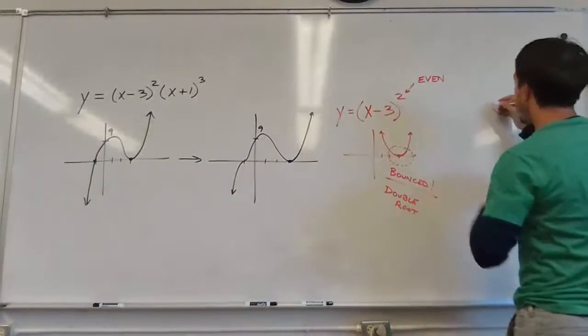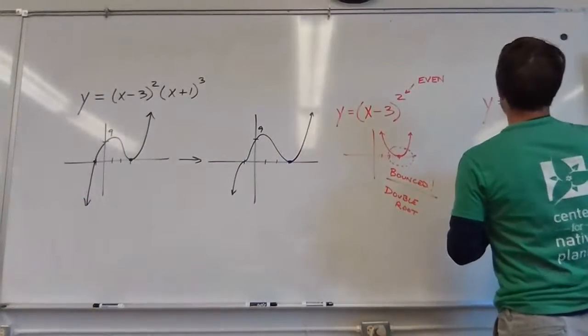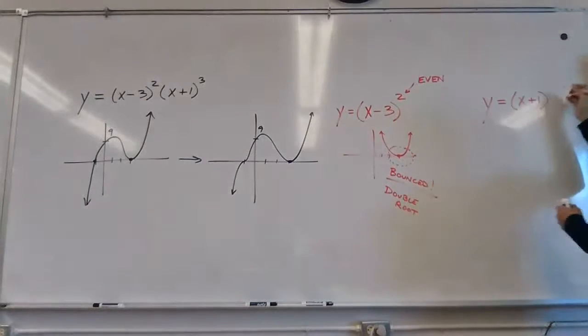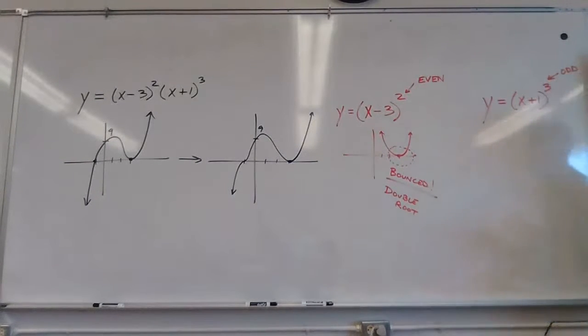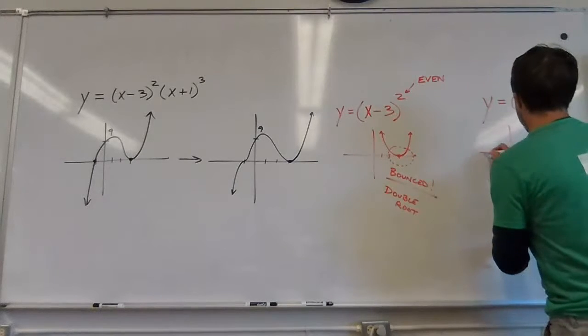Compare that to x plus 1 cubed. Of course, the 3 is odd. So you might go, okay, well, I guess if even does that behavior, odd is going to be some kind of contrasting behavior. So what does this graph look like?